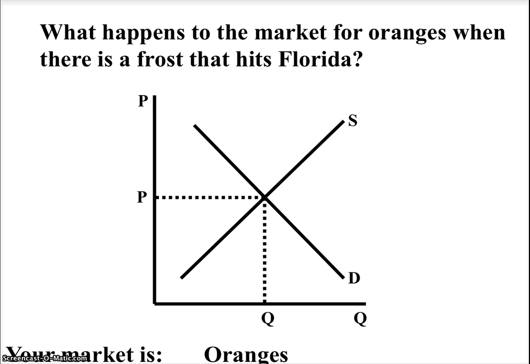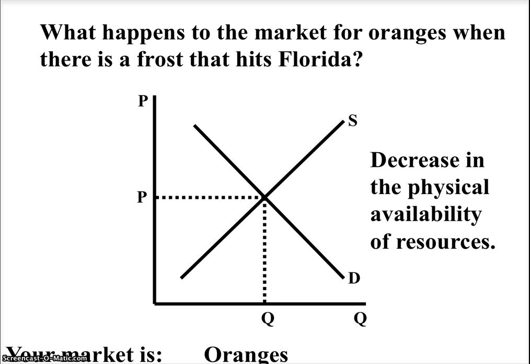So the first thing we have to figure out, based on the scenario, is whether a variable in TRIPE is going to be affected, or a variable in NICE-JAG. So here in the scenario, we can see we have a decrease in the physical availability of resources. This, of course, is the variable N, natural resources, which is a part of NICE-JAG. So therefore, supply is going to be affected. Now we have to figure out, do we have an increase or decrease in supply? We can see here that because of this frost, a bunch of oranges are going to be destroyed. So therefore, we're going to have a decrease in supply.